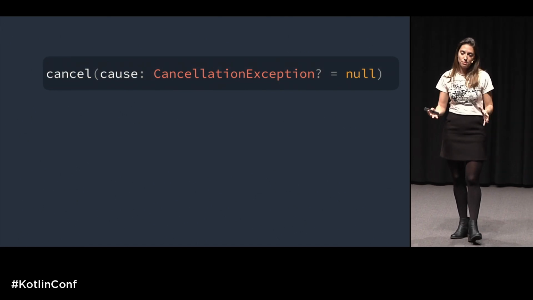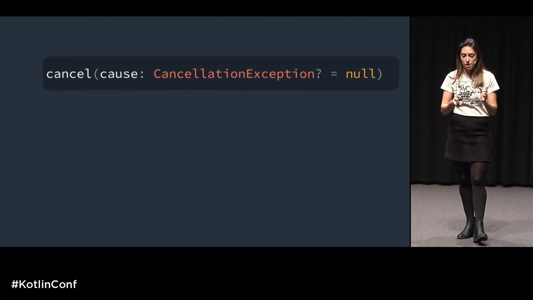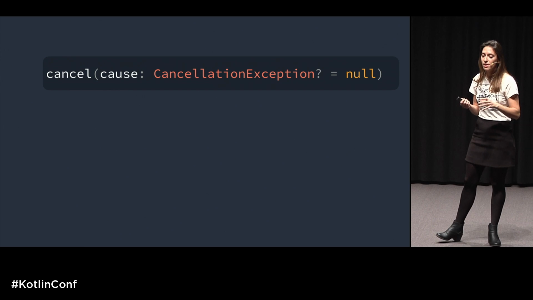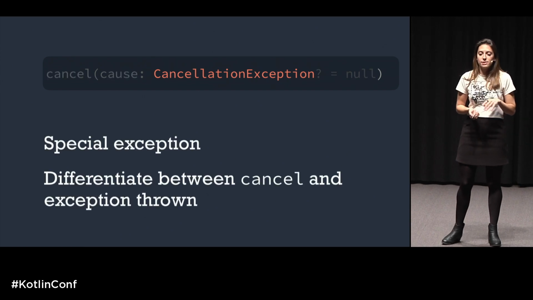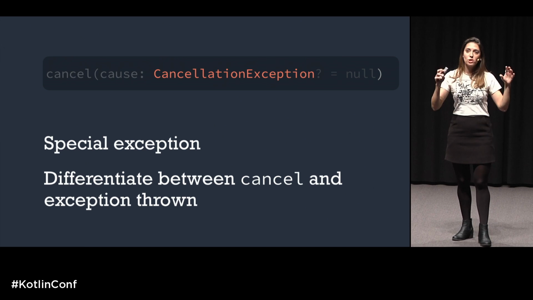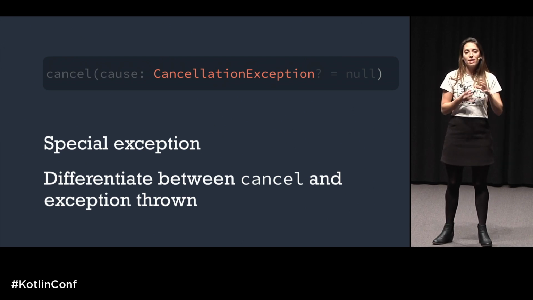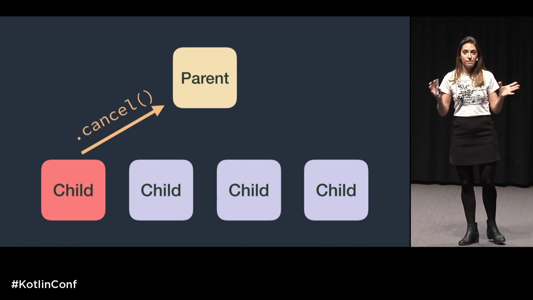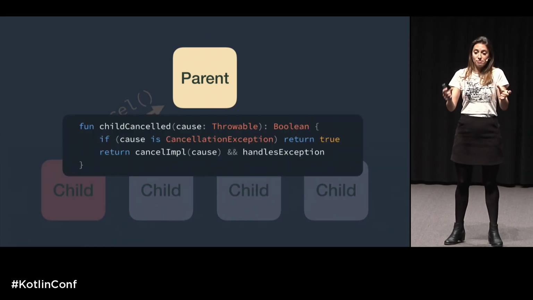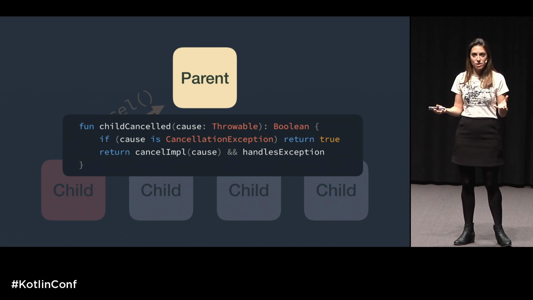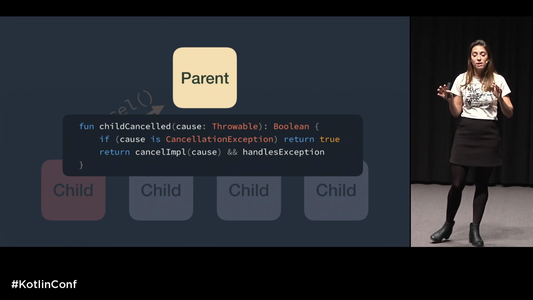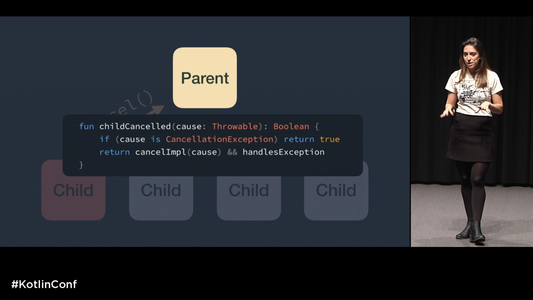So how is this happening? What's the internal mechanism? If we look at the cancellation method signature, we see that we have a cancellation exception there. This cancellation exception is a special exception for coroutines, because it's their way to differentiate between cancel and the fact that an exception was thrown. I said that the child tells the parent that, hey, I got canceled. Actually, there is a check whether this is a cancellation exception that just returns true, which means that the child's cancellation was handled, so the parent knows that it doesn't need to do anything else.